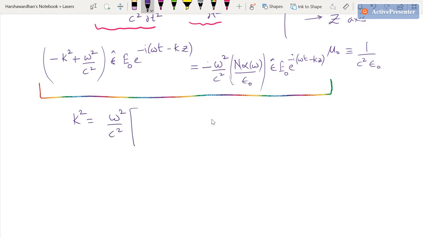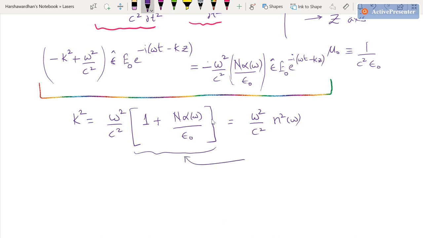I can take it as a common factor outside, right? And this becomes 1 plus n times alpha by epsilon naught, which by the way we rewrite as omega square over c square times n square of omega. Right, so this quantity is what I am calling the refractive index. And you can clearly see this is a complex refractive index. It's got a real part and an imaginary part.